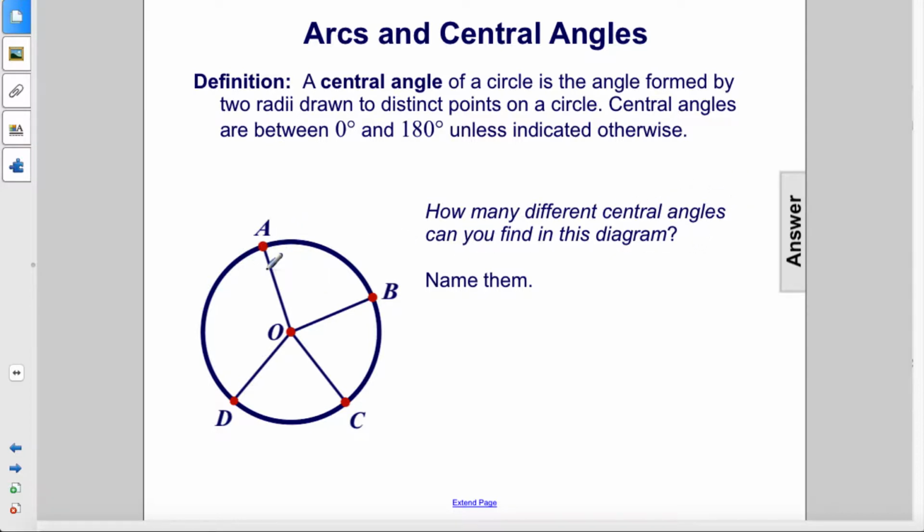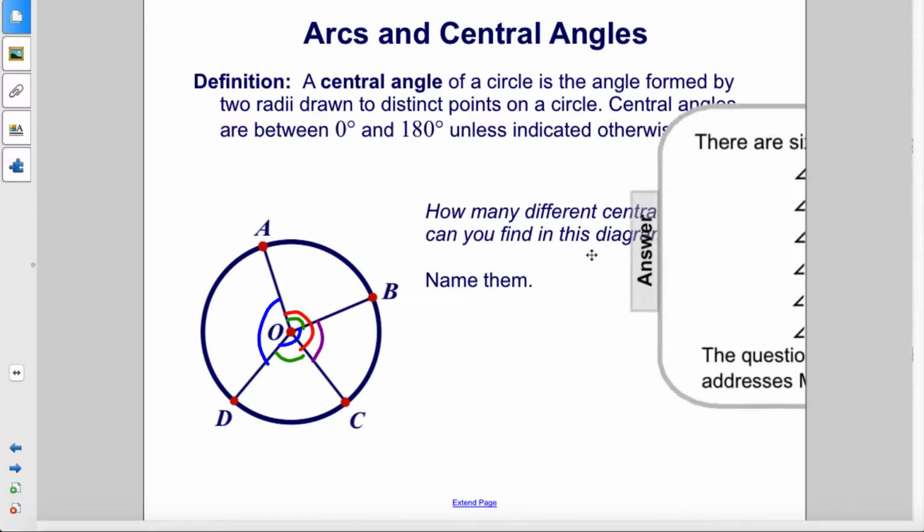Alright, so we have angle AOB here, angle AOC here, we have angle BOC here, we have angle BOD here, we have COD there, and we have DOA here. So I see 6 central angles.